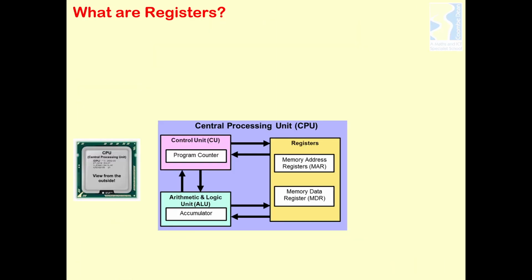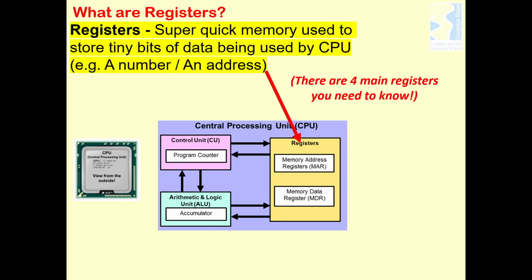So remember, in the CPU, we said there are 4 registers. Registers are super quick memory, the fastest memory, and they are used to store tiny bits of data used by the CPU. Literally a single number or a single address. Okay, a number, address, or an instruction. And there are 4 registers that you need to know.